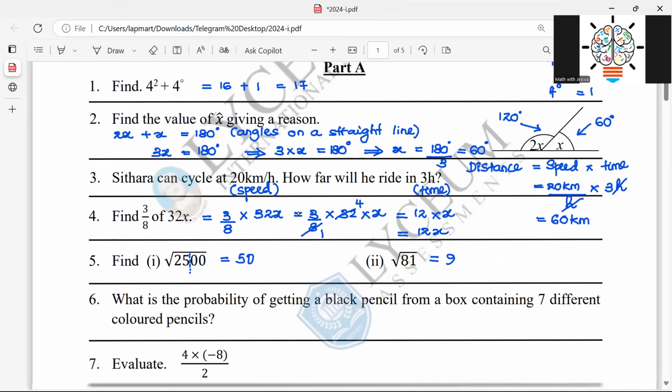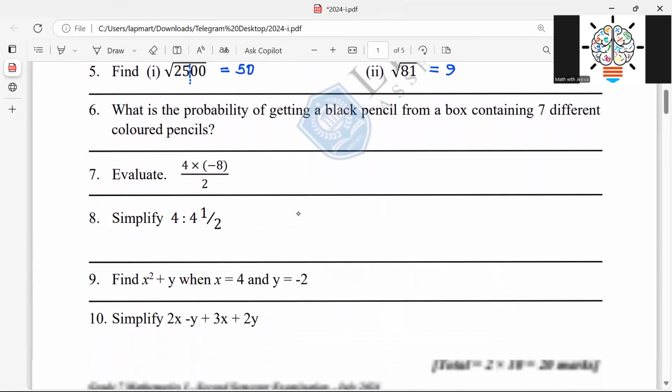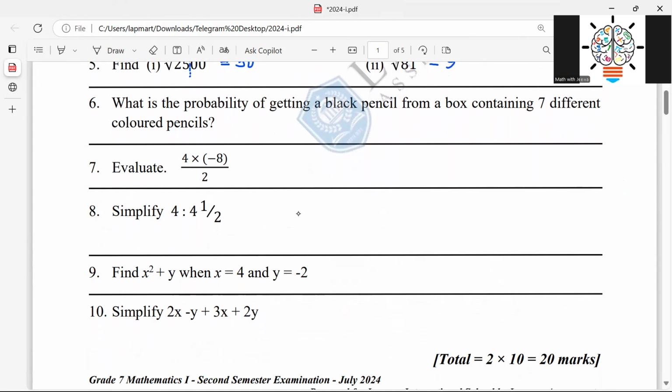So then question number 6: what is the probability of getting a black pencil from a box containing 7 different colored pencils? So we have 7 pencils inside the box in different colors. You can't find the same color; all 7 pencils have a unique color. And what is the probability of getting a black pencil?